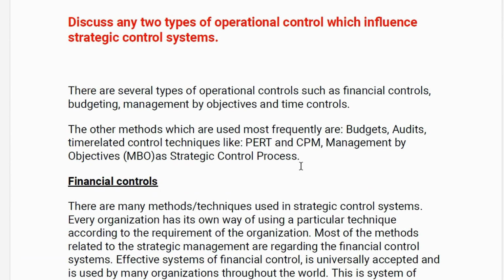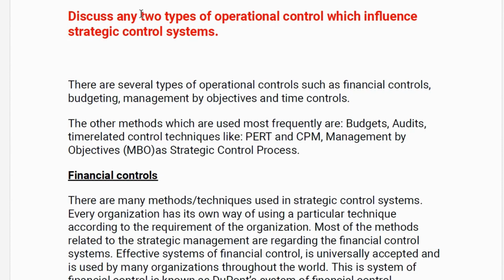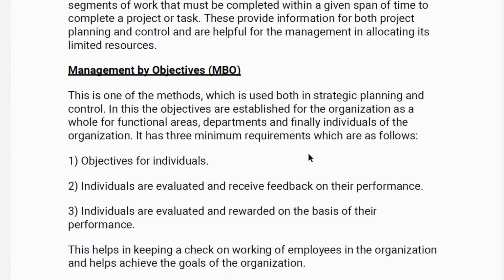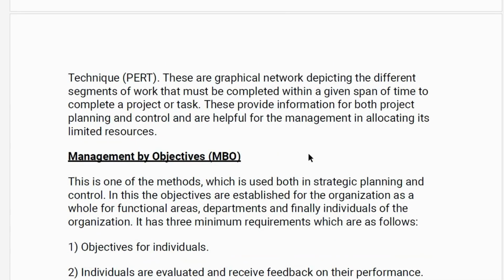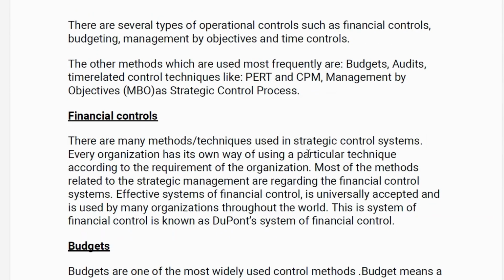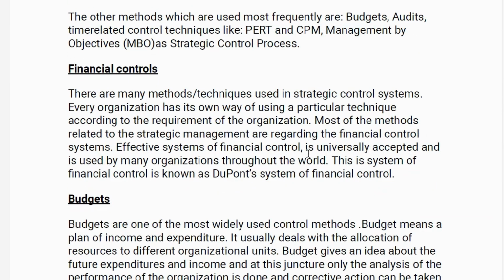They have told us to discuss any two types of operational control. But let's see all the operational controls, because we might not know if they ask for any particular operational control. So the first one is financial control. These are the methods or techniques that are used very commonly. Every organization uses financial control according to its requirements.